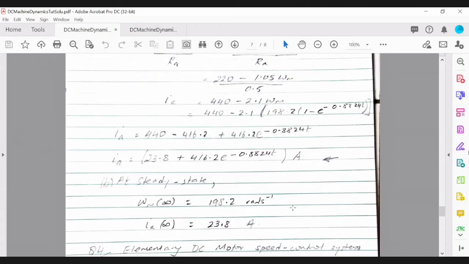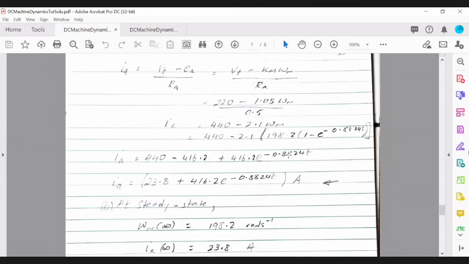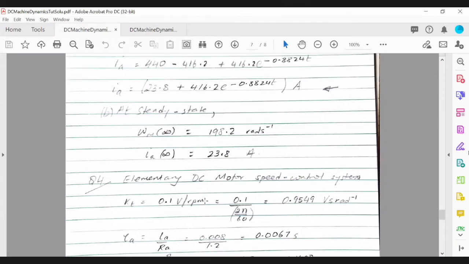So for steady state speed and current, remember that this term will basically become 0. So you end up with 198.2 radian per second for the steady state speed. And for the current, again, this term will turn to 0 at steady state, and you end up with Ia being equal to 23.8 amps. So that's the steady state solution for your armature current and the speed of the motor.